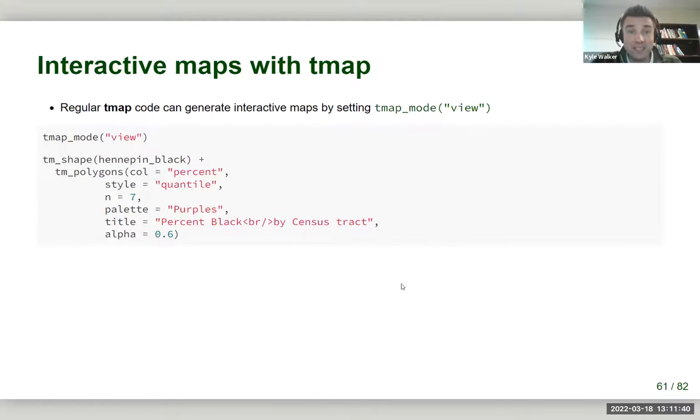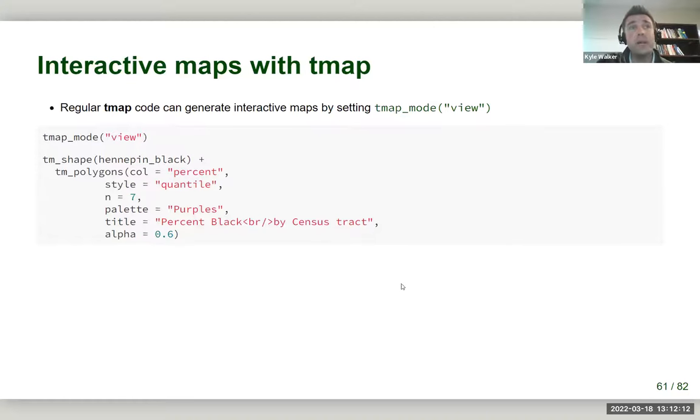And one thing that is fantastic about TMAP is that to create an interactive map or to create a static map like we've been doing, it's the same code. All you have to do is change the viewing mode. The default viewing mode in TMAP is tmap_mode plot, which creates a static map. If you change that to tmap_mode view, it creates an interactive map.